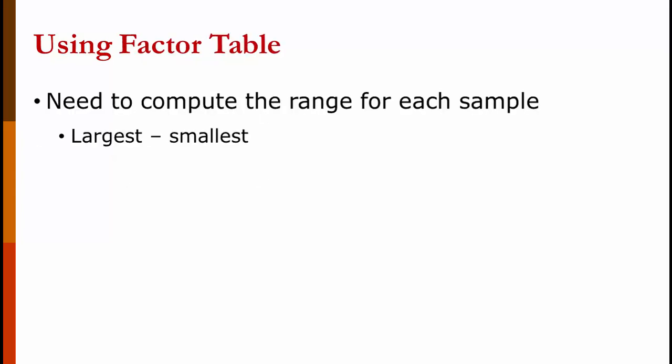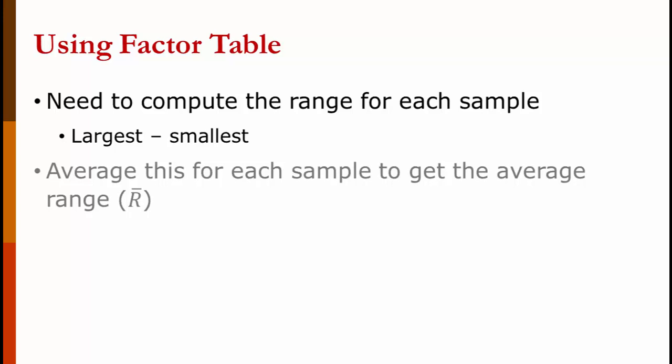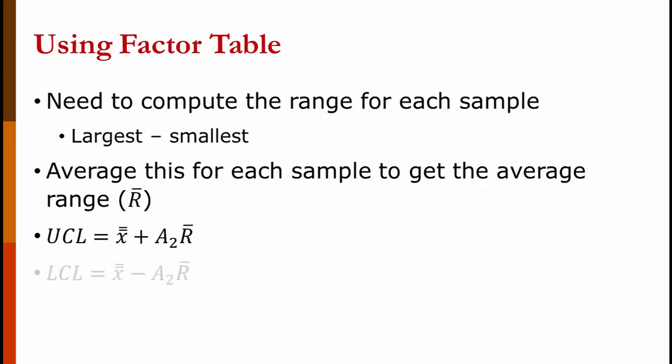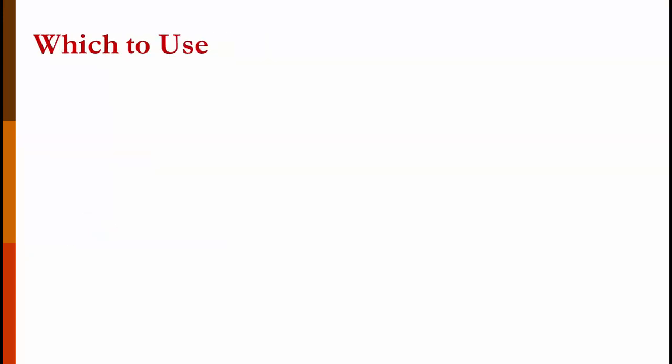If you're going to use the factor table, then for each sample you need to compute the range. That's the largest minus the smallest. Once you've got those values for each sample, you need to compute the average range. That's R bar. Once you have the average range, the upper control limit is the grand mean plus A2 times the average range. The center line is still just the grand mean. The lower control limit is the grand mean minus A2 times R bar. In other words, the control limits are symmetric about the grand mean, and that's true with either approach.